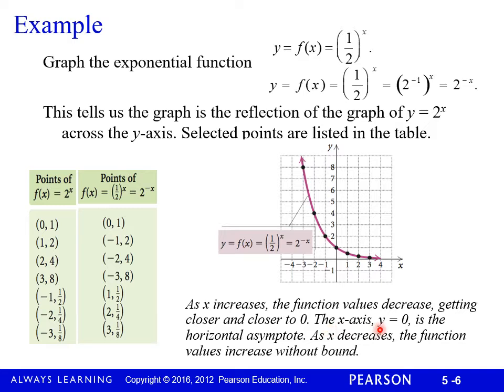The x-axis, y equals 0, is again the horizontal asymptote. As x decreases, the function values increase without bounds. So as x gets smaller or goes towards the negative direction, the function is getting higher. Okay, this is what we call exponential decay, that as we go from left to right, we see that the values, or the y values, or the functional values, are getting smaller and smaller.